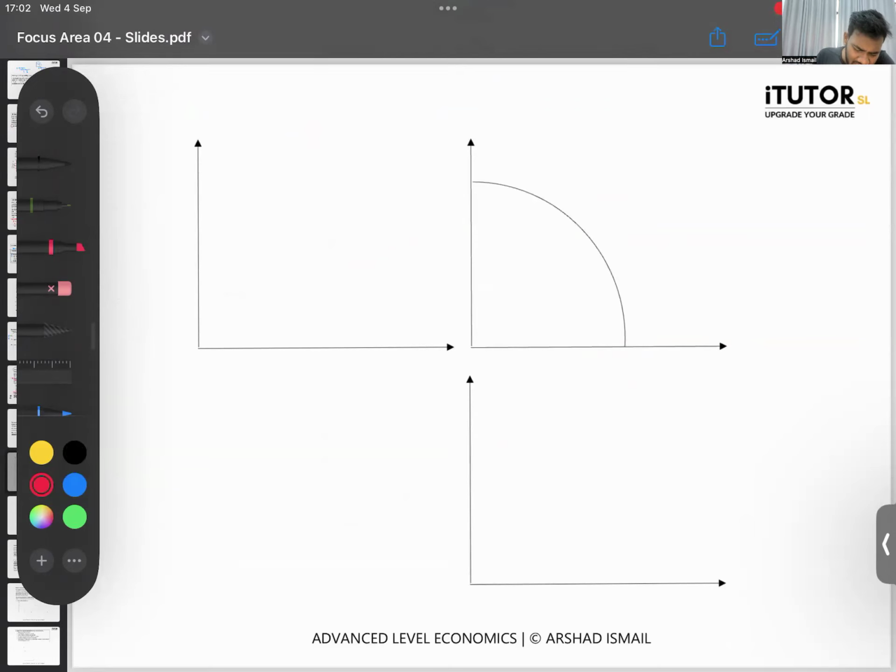Can you tell me productive efficiency is where? How do we show productive efficiency on a PPC? How many of you all remember? So let's say this is again cars and clothes. Productive efficiency is any point on the PPC. So I'll just label 3 points, A, B, and C. Any point on the PPC is productively efficient.